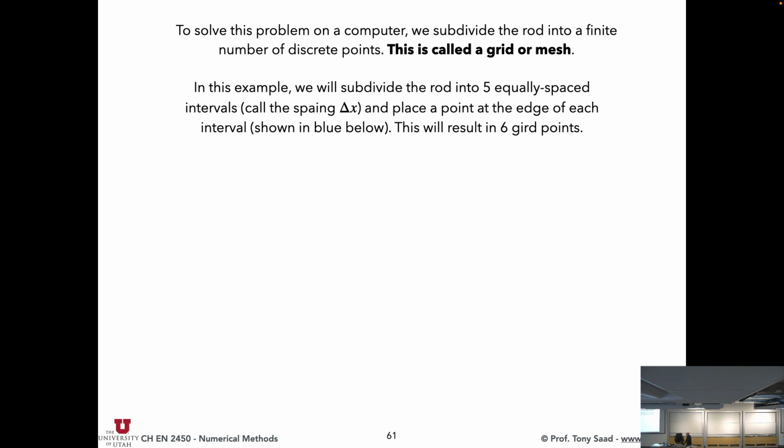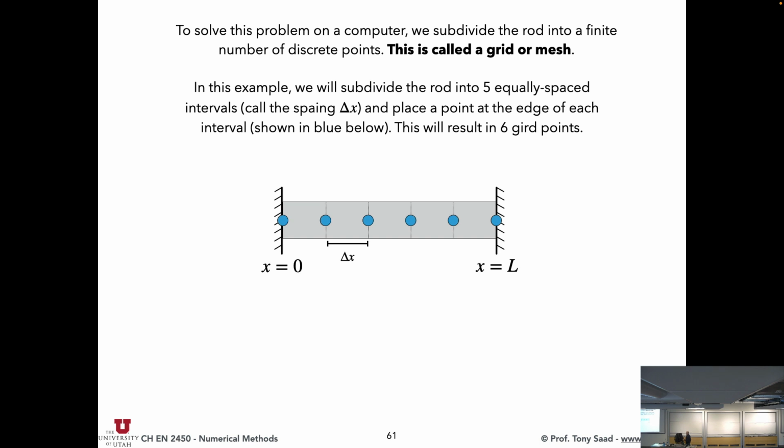So we'll do 5 equally spaced intervals, and we call the spacing delta x or h, they're used interchangeably. And we will place a point at the edge of each interval. If you notice these dashed lines, they are the intervals. So I have 5 intervals or 6 points. There's some mathematical reason why I said intervals and points. If I tell you put 100 points, then I mean those blue points. 100 points means 99 intervals. It's not going to matter anymore after this slide.